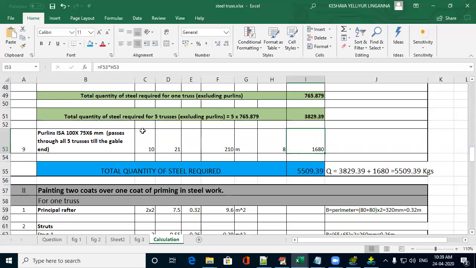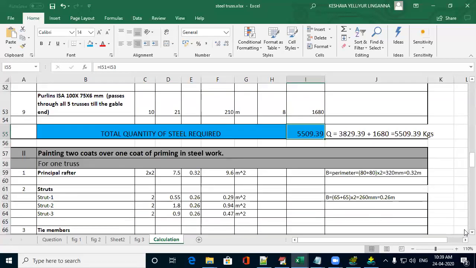Now the quantity of steel is completed. Now the total quantity of steel required for the whole workshop building is the sum of this 3829.39 and 1680. This includes everything. So this is the total weight of the steel required. 5509.39 kgs is the total steel required for the construction of the workshop building. Now only one quantity is completed.